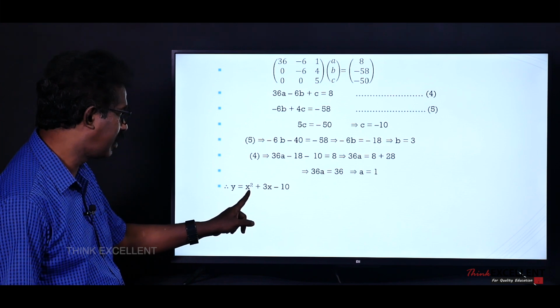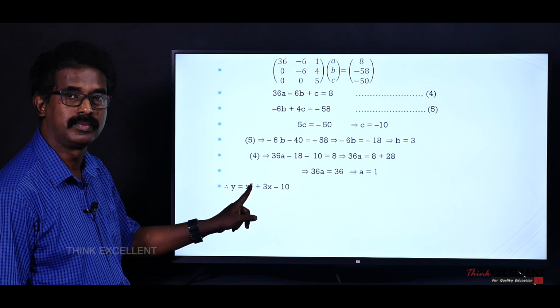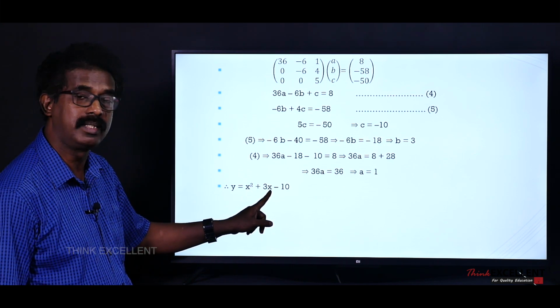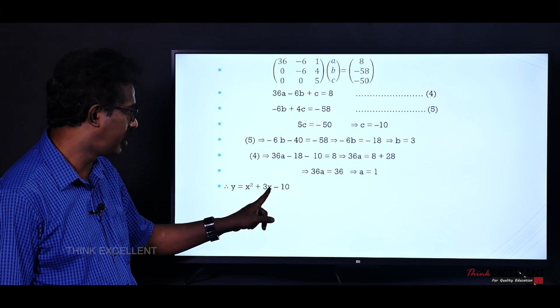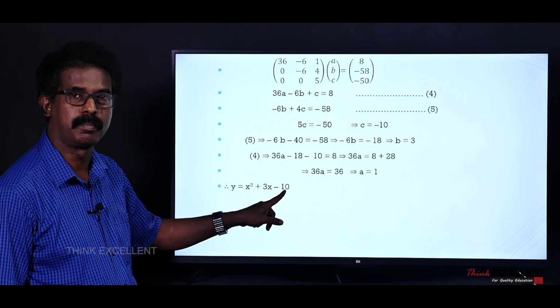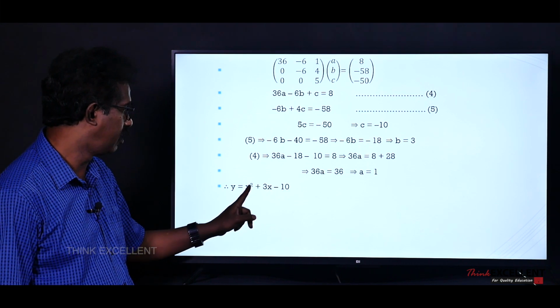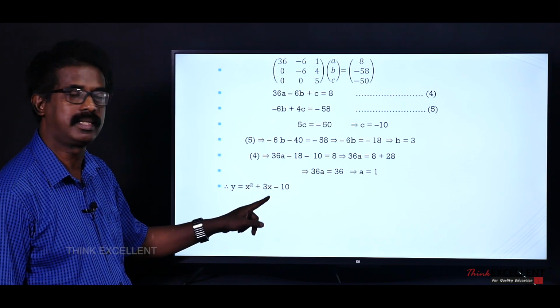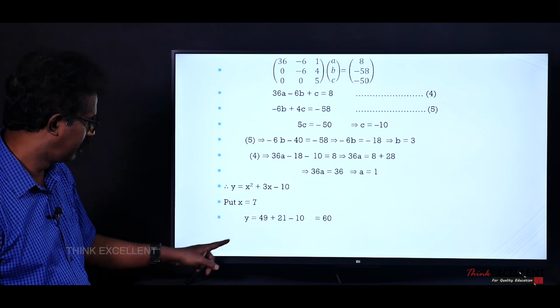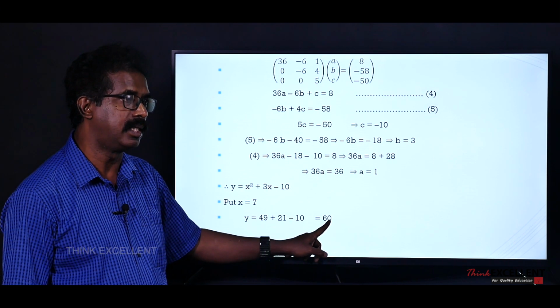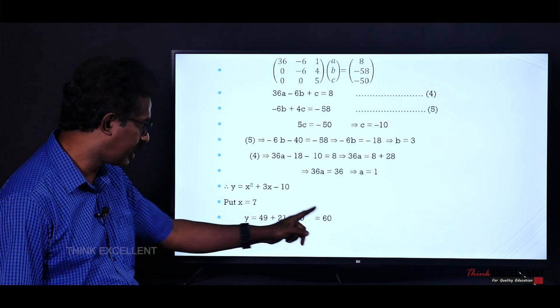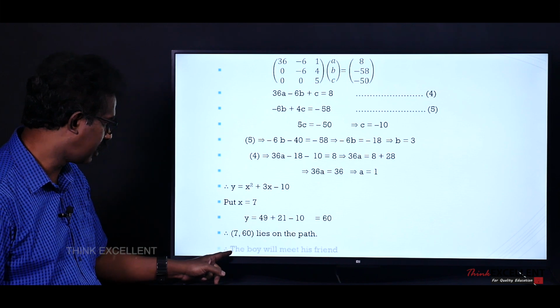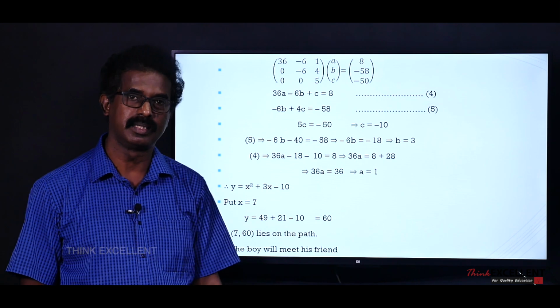You put x equal to 7: 7 square, 49, 3 into 7, 21, minus 10. 21 minus 10, that is 11. 49 plus 11, right? He'll meet, right? You are getting 60. What's the point given? 7, 60. When you put x equals 7, you are getting 60. So what is your answer? The boy will meet his friend.